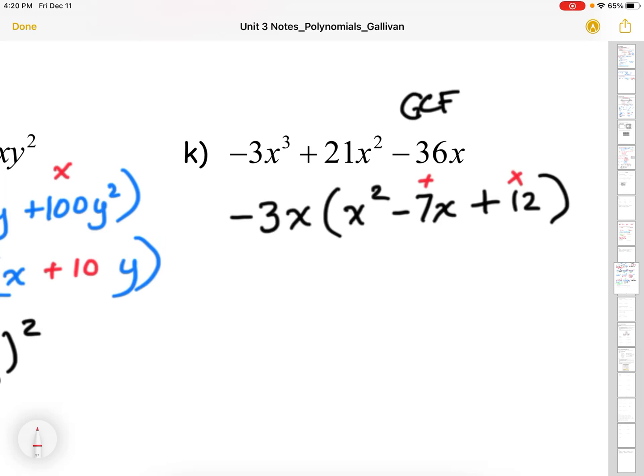Okay, so, well, the first two numbers that spring to mind are 3 and 4. If they're both negative, they will fit this. So, -3x, x minus 3, x plus 4. And there you go. Okay.